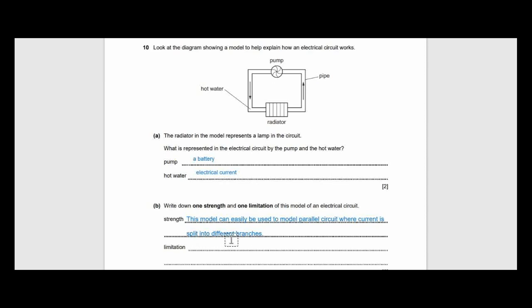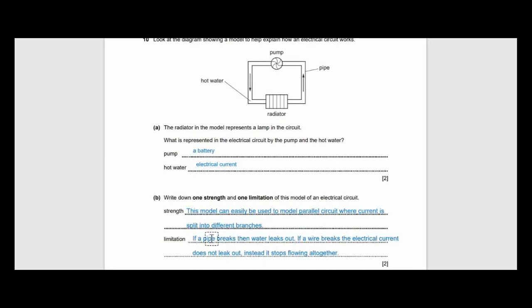This is an example of a possible correct answer. If a pipe breaks, then water leaks out. But if a wire breaks, the electrical current does not leak out. Instead, it stops flowing altogether. So that will be the limitation.